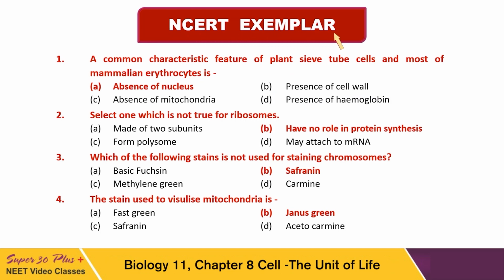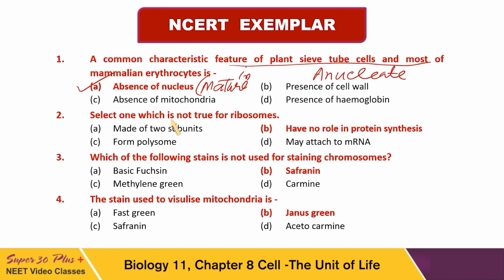NCERT exemplar. First, the common characteristic feature of plant sieve tube and most of the mammalian erythrocytes. Do you remember that both have a nucleus when the cells are young, but during maturity they lose the nucleus? That condition is known as the anucleate condition. This is the absence of nucleus when the cells are mature. In mature cells, the nucleus will be absent.